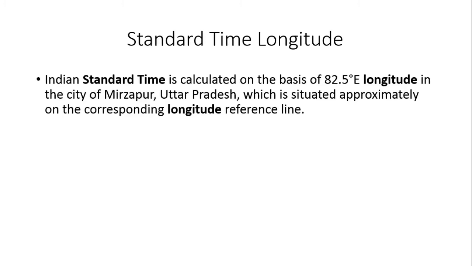Indian Standard Time is calculated on the basis of 82.5 degree east longitude in the city of Mirzapur, Uttar Pradesh, which is situated approximately in the corresponding longitude reference line. So here this value is important, 82.5 degree east. It is the standard time longitude.